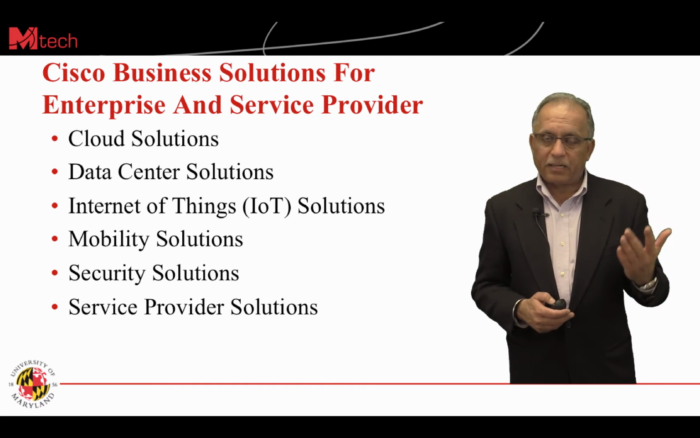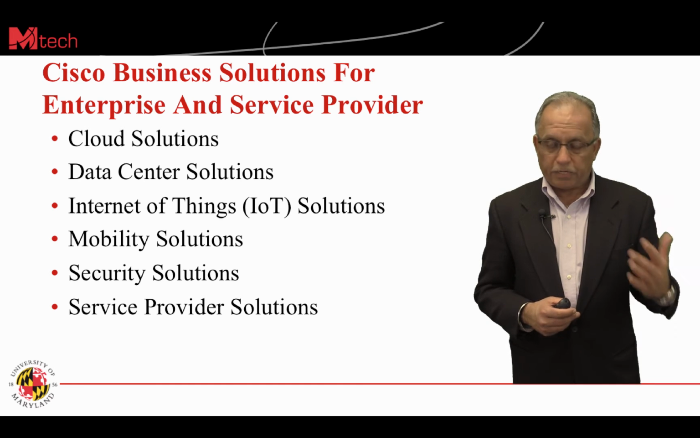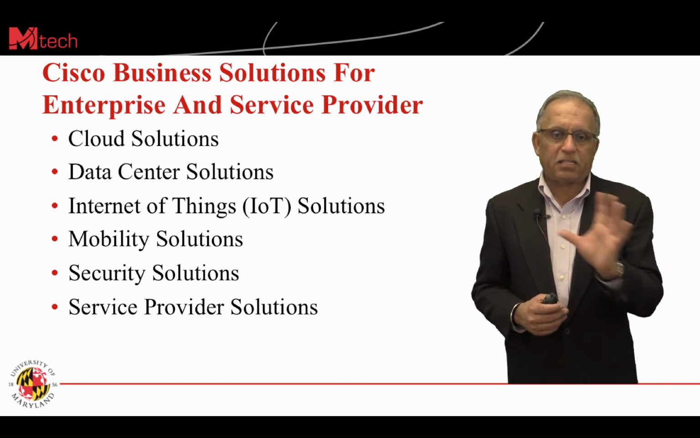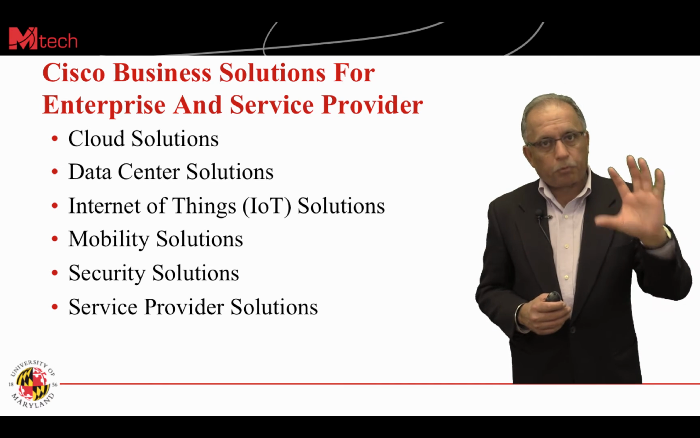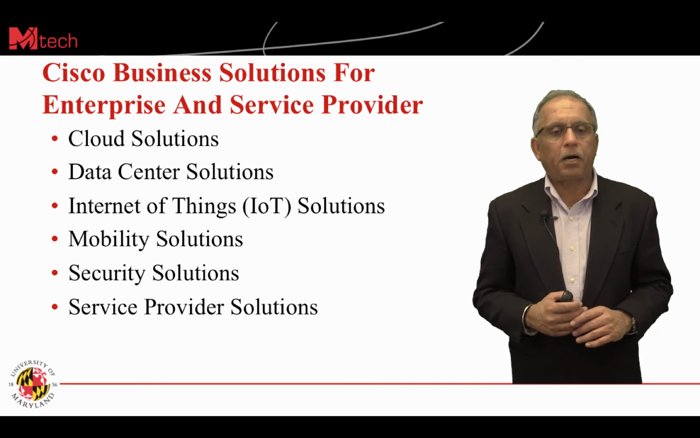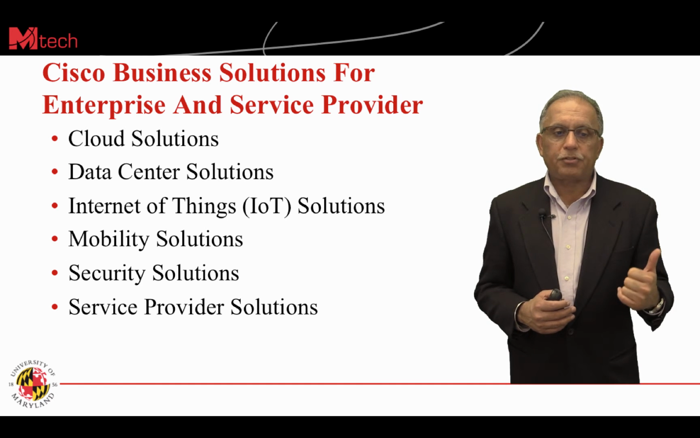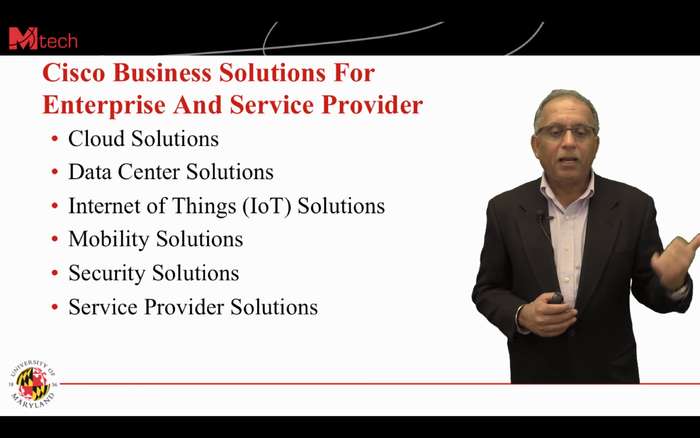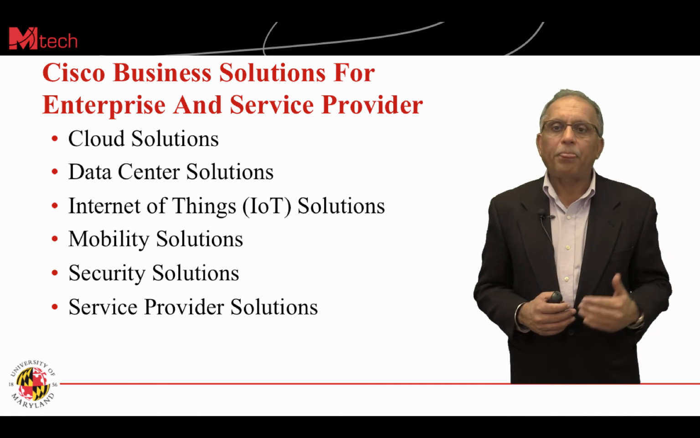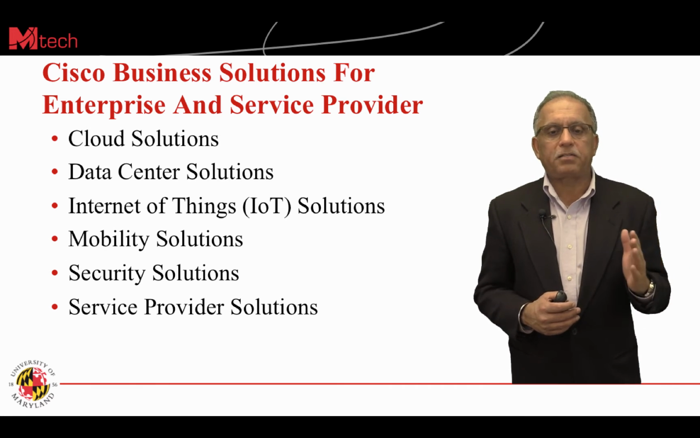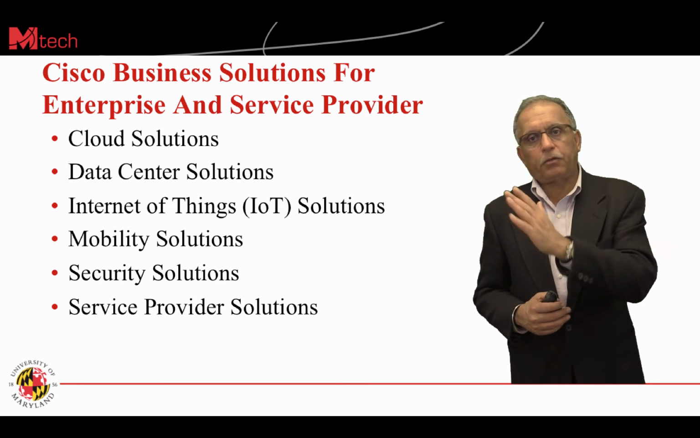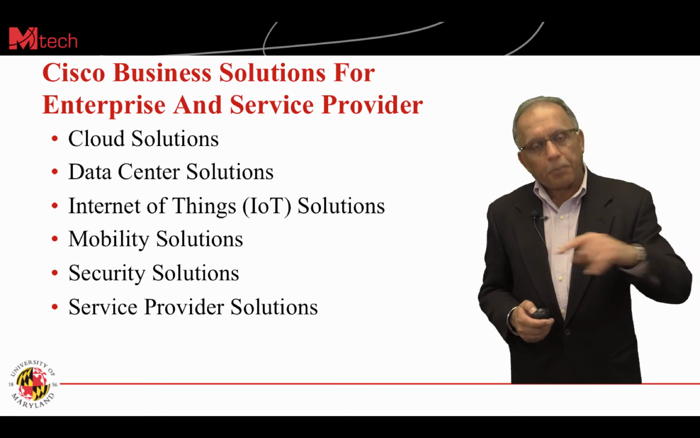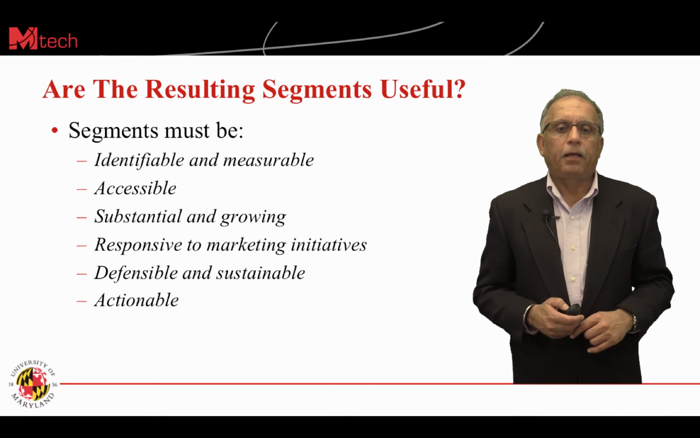Okay, now here is an example of segmentation from Cisco, taken from their website, where we just looked at their enterprise and service provider solutions, what they are providing to the enterprise and service provider market. They are providing cloud solutions, data center solutions, Internet of Things solutions, mobility, security, and service solutions. So that's how they segment their market, by enterprise and service provider, and then different sizes of business. And within that, they have all these services, but all services may not be offered to all segments.